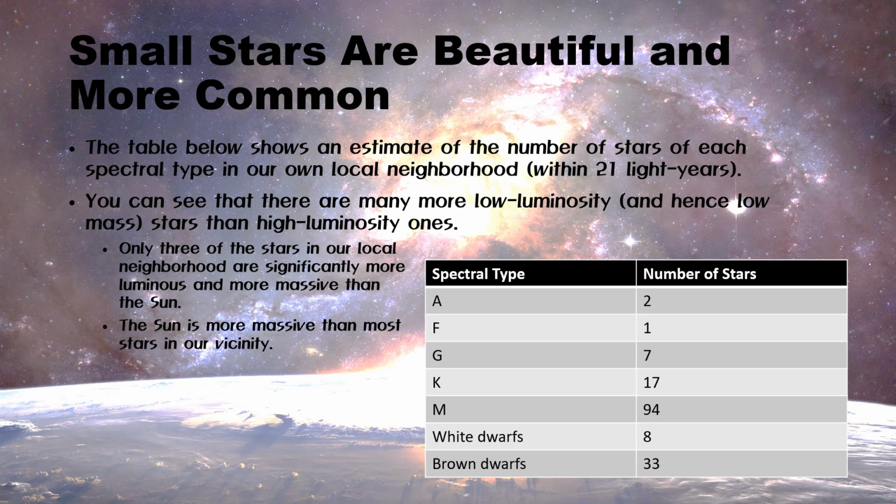You'll see that there are actually very many more low luminosity and hence low mass stars than high luminosity ones. In fact, the M spectral type seems to be the largest category, and brown dwarfs are the next highest. But brown dwarfs are very hard to detect, so this number could actually be even higher. Now, only 3 stars in our local neighborhood are significantly more luminous and massive than the Sun, so that would be the A and F stars. The Sun is more massive than most stars in our vicinity.